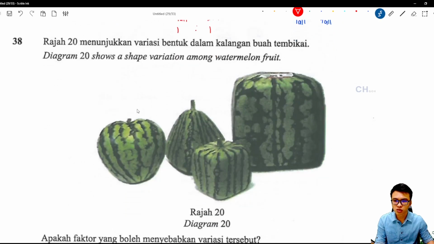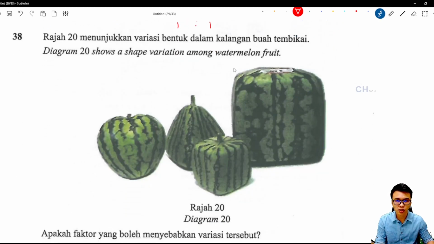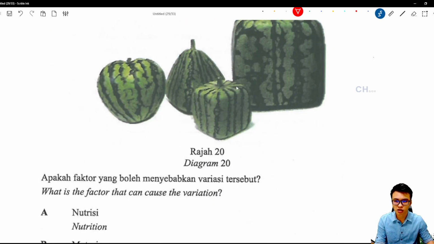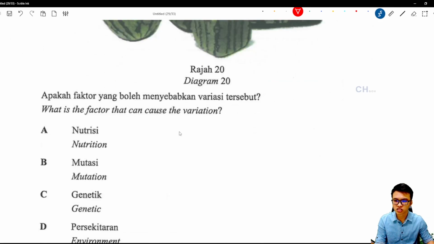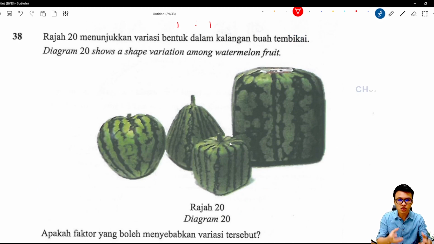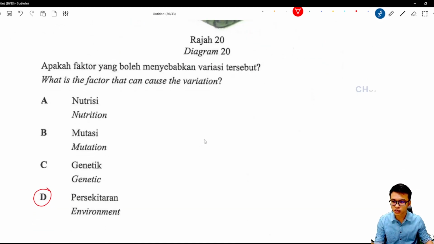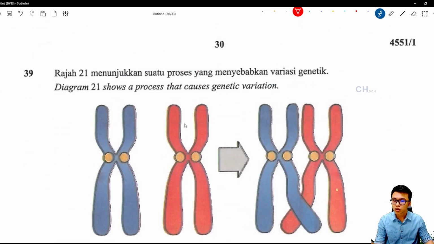Diagram 20 shows shape variations among watermelon fruit. We have different shapes of fruit. What is the factor that can cause the variations? This one is environment. If you put them into different shapes of container, they will follow the shape of the container. So question 38, it should be environment. Answer is D. Okay, question 39.